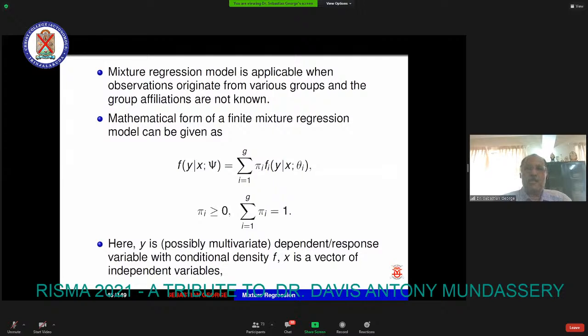The mathematical form of a finite mixture regression model can be given as f of y given x, psi, equal to sigma i equal to 1 to p of pi i f i of y given x, theta i, where pi i is greater than or equal to 0 and sigma pi i is equal to 1. And here y is the dependent or response variable with the conditional density f, and x is the vector of independent variables. You see, in the normal theory, this is essentially the same. The distribution of the response variable y given x is normal with the mean a function of x and variance sigma square. Let's see the difference here.